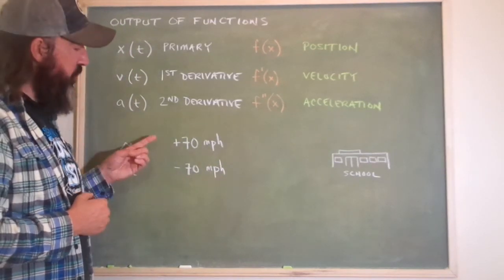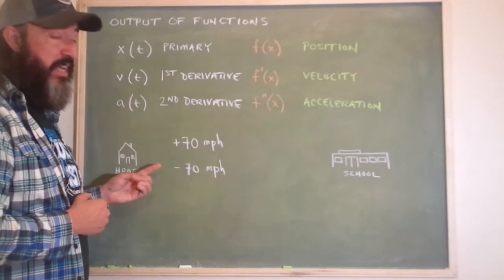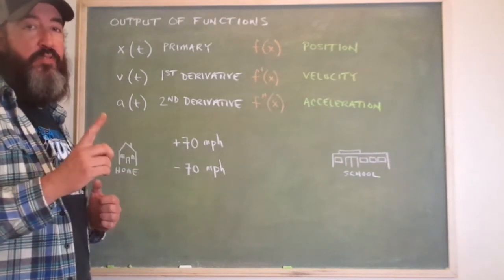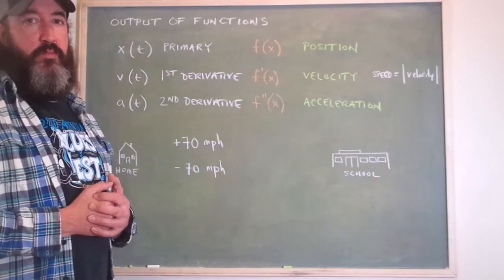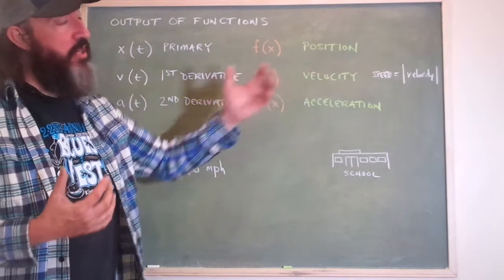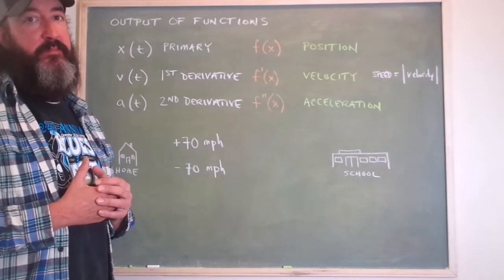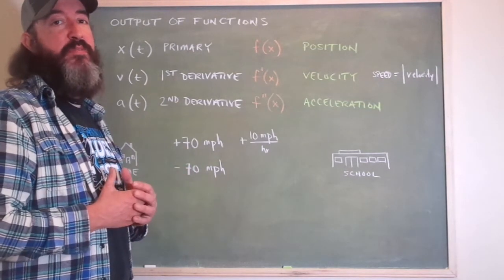Notice that when I'm driving to work in the morning or home in the evening, I'm driving the same speed. Both times of day, I'm driving at a speed of 70 miles per hour. We can say speed is the absolute value of velocity. Let's try to make some sense of this concept of acceleration.